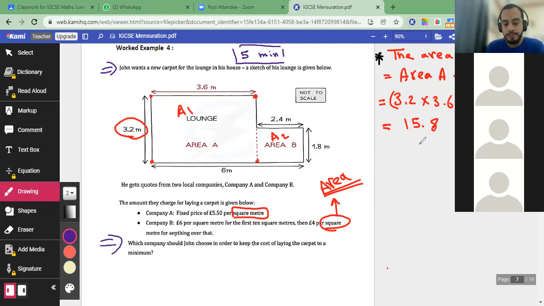Okay, just a second. It is 15.84 square meters. Okay, now we have two companies. How many companies do you have? Company A and company B. So make company A here, company A.